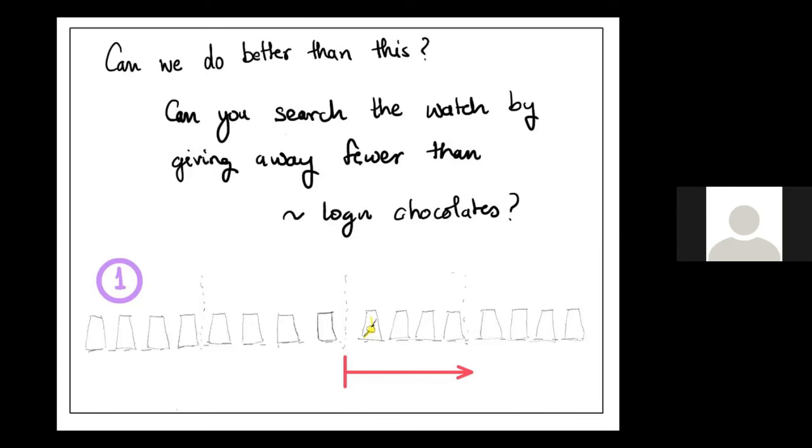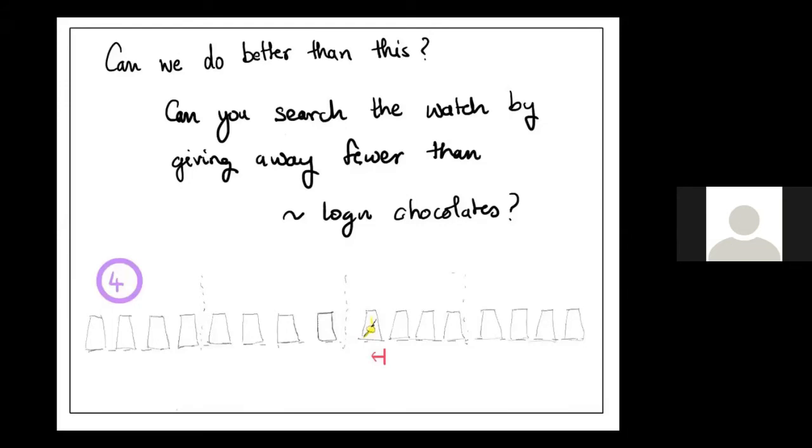He will answer it is after the middle. So you will go into that section. Then you will query the middle of that section. He will say it is to the left of it. Then you will query the next middle. He'll again say it is to the left of it. And now when you ask the last question, because there is just one glass remaining, you will get the watch. But in the process, you have spent 4 chocolates.